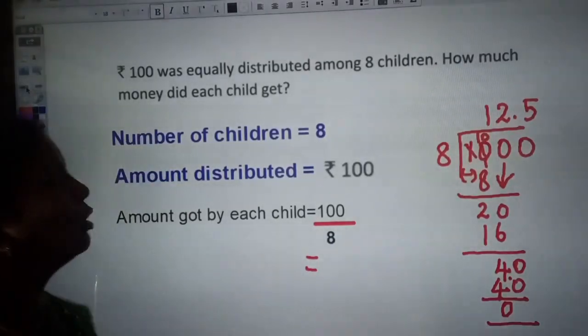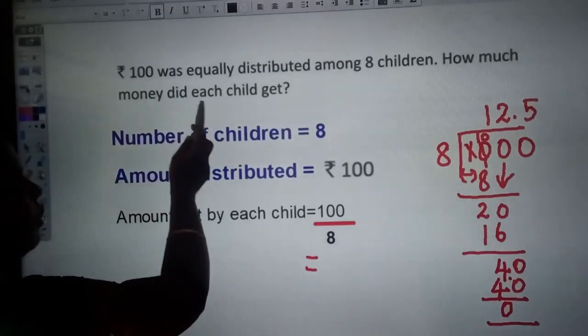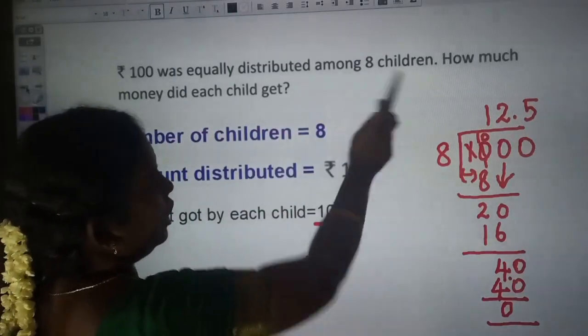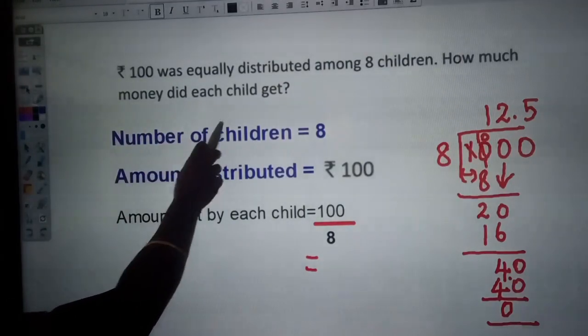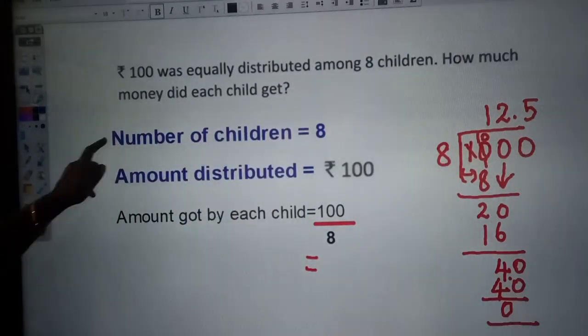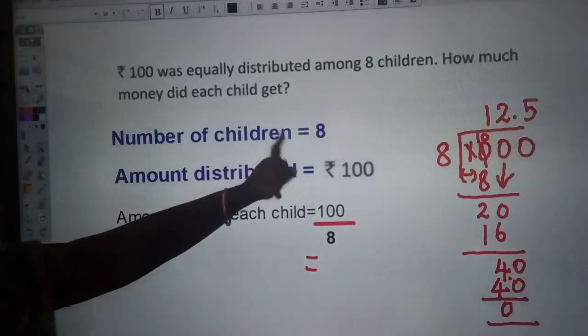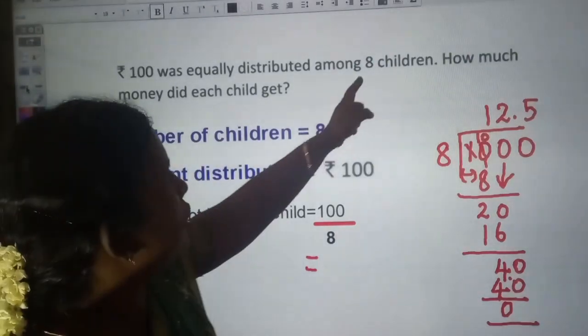Division, one word problem, children. Rupees 100 was equally distributed among 8 children. How much money did each child get? See, I have written the statement like this: number of children is equal to 8.